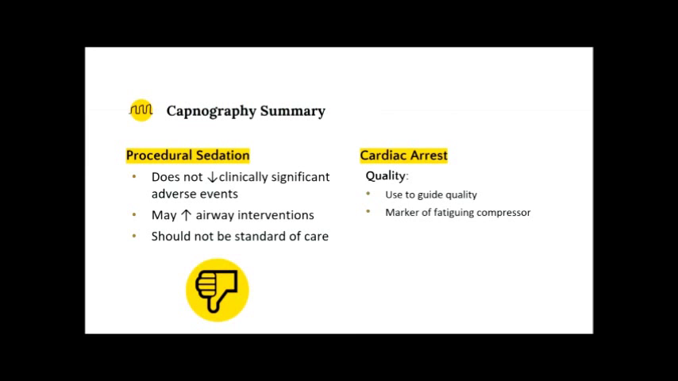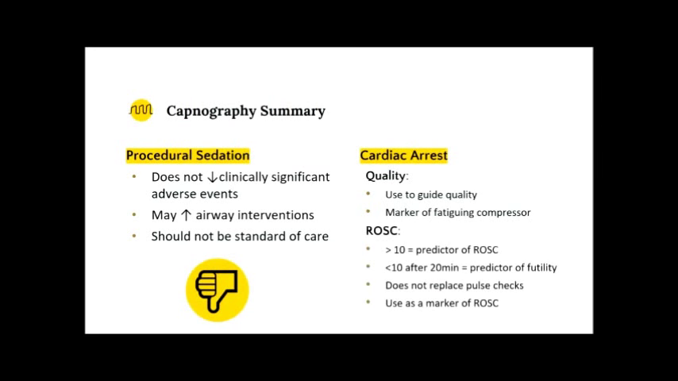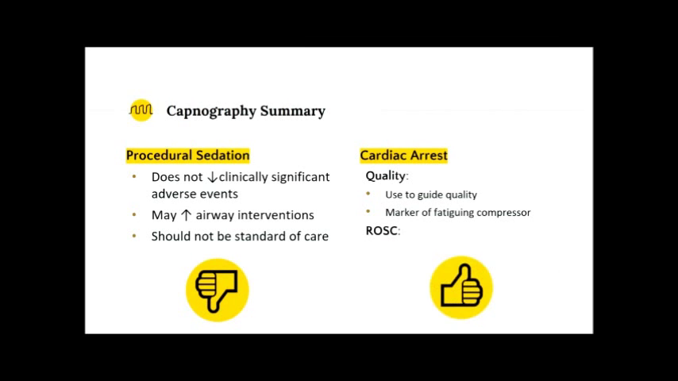For quality and cardiac arrest, I think that we should be using it to guide quality. We don't have a definite number that we should be titrating to. If you can keep it above 10, that's great. But it can be used as a marker of a fatiguing compressor. For ROSC, a value that's greater than 10 is likely a predictor of ROSC. And a value less than 10 after 20 minutes is a predictor of futility that I think that we can use as part of our armamentarium of calling a code. It does not replace our pulse checks, but if present, an abrupt and sustained rise could be a marker of ROSC itself. Overall, I give it a thumbs up.